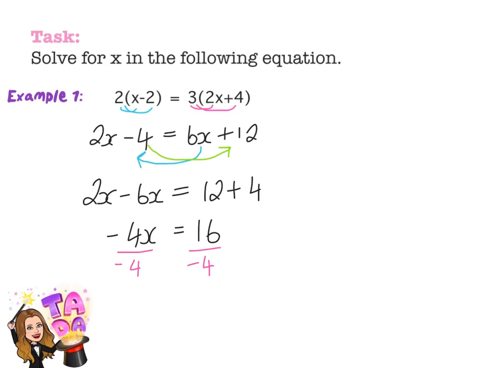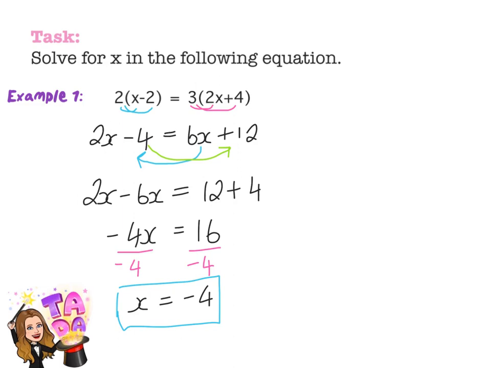Well, a minus divided by minus will give me a positive. 4 divided by 4 is 1. So I'm just left with x on its own, equal to, well, a plus divided by a minus is always a minus, and 16 divided by 4 is 4. So my full answer at the very end is x equals minus 4.